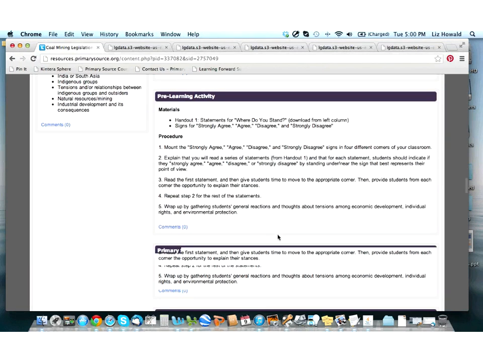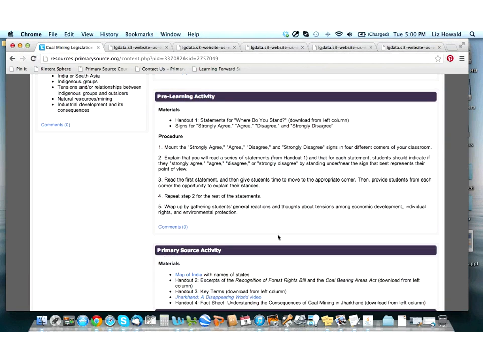In the pre-learning activity, students start to explore the tensions that exist between economic development, human rights, and environmental protection by indicating, by getting up and moving around the classroom, where they stand on a number of statements about the proper role of the government in regulating environmental issues.